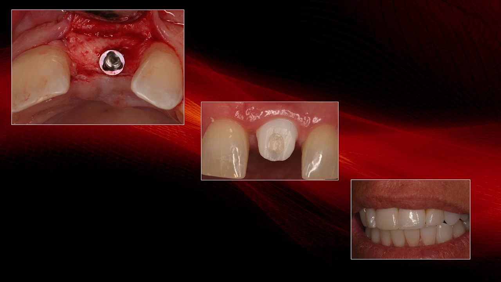And I think the laboratory has done a very good job in matching the shade because, as we know, single tooth replacements in the anterior, in the aesthetic zone, are very difficult to match the shade.